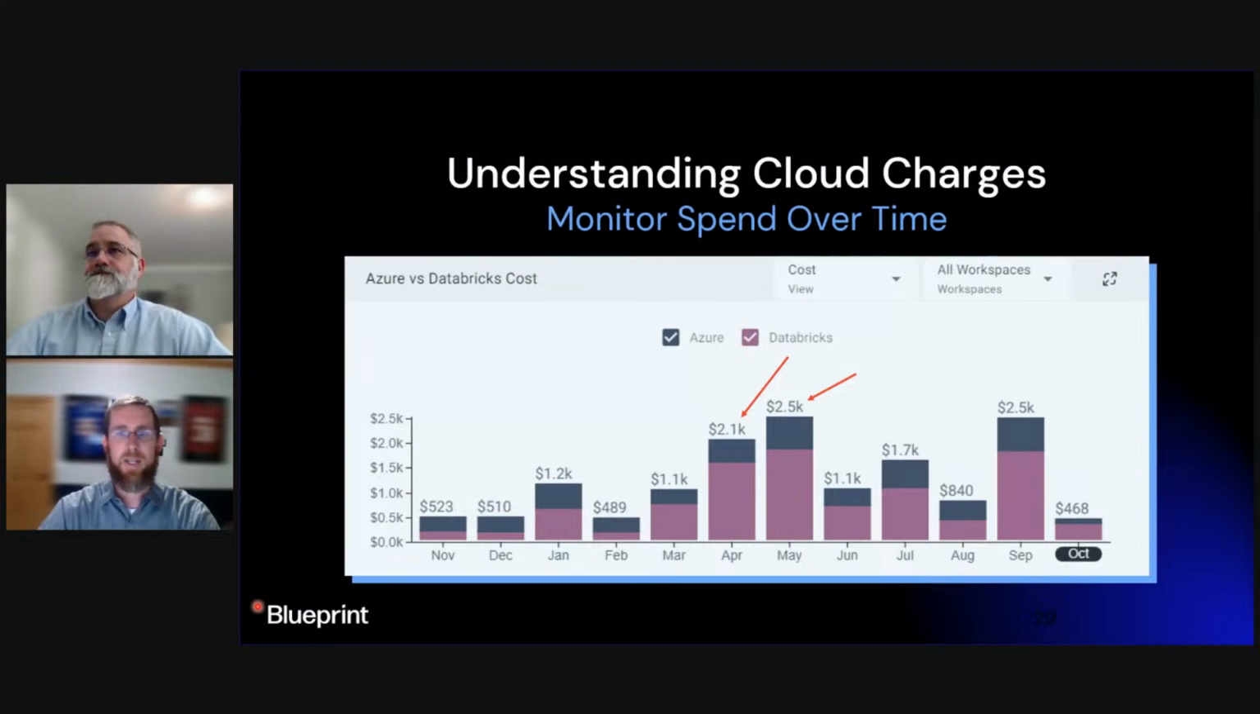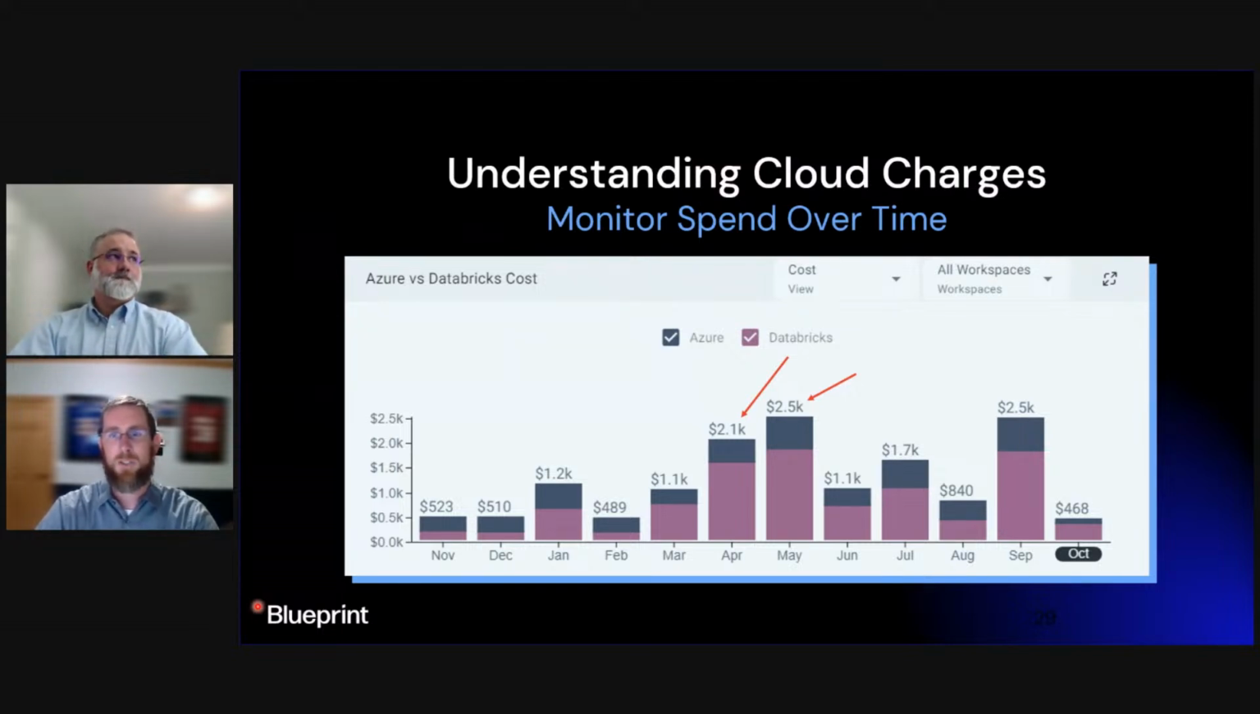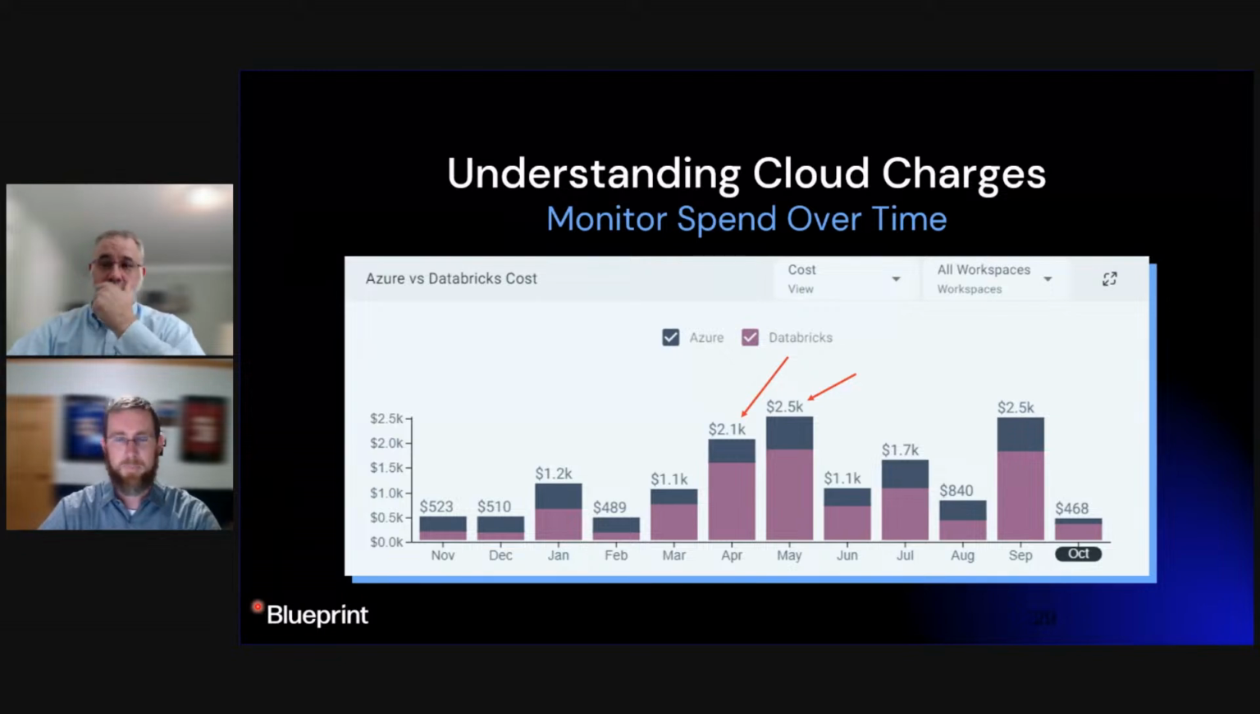Another aspect is, well, how is our cost coming across over time? It's important, and everybody knows that we need to be able to monitor what our spend is historically and currently. So we can do that as well and show the breakdown of what those costs are between the cloud provider and what Databricks is.